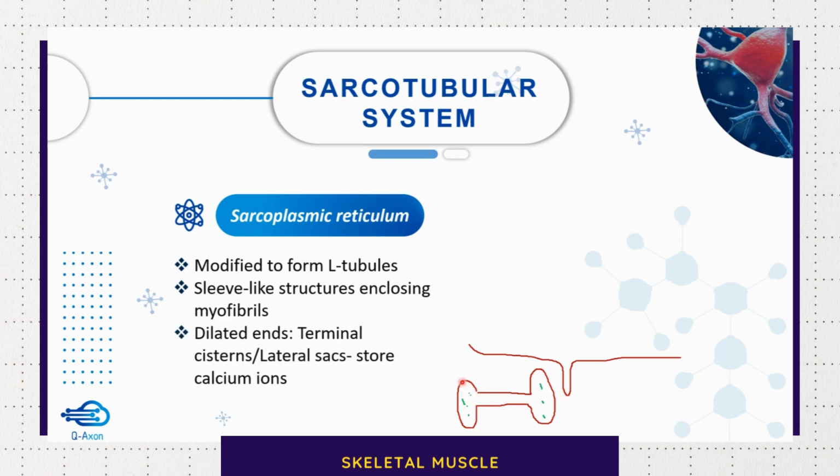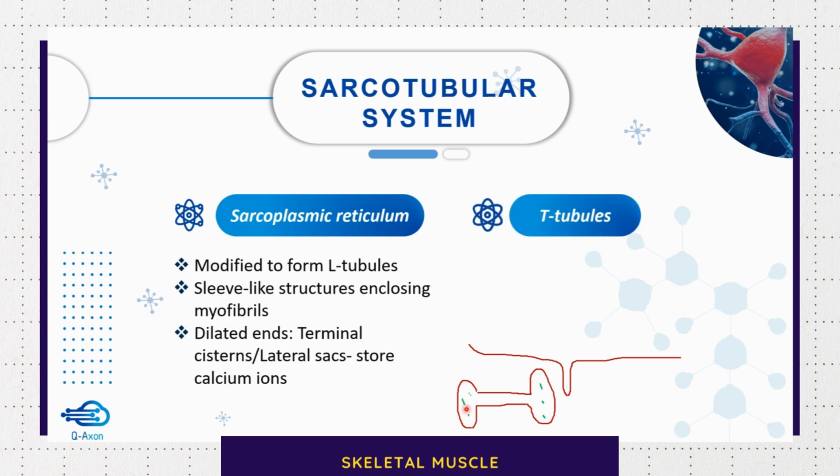Now you can see that their ends are dilated to form the terminal cisterns or the lateral sacs, and calcium ions are stored in these lateral sacs. This calcium is required for contraction.